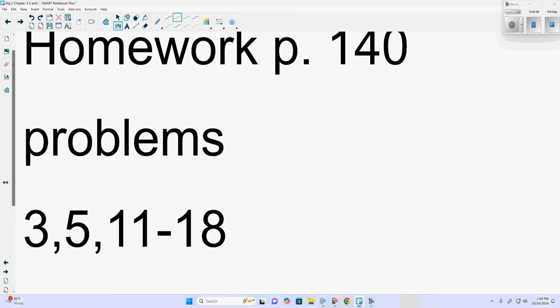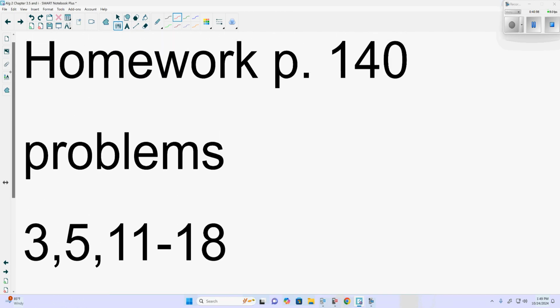On 3 through 5, 11 through 18: 3 and 5 are kind of like the first one we did, our set of parentheses squared. If you do have questions on it, please ask. Our 11 through 18 is finding that value of c to get our perfect square trinomial and then factoring it. That's all we're going to do today.